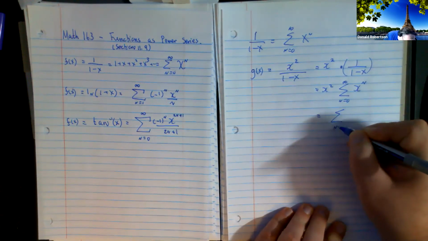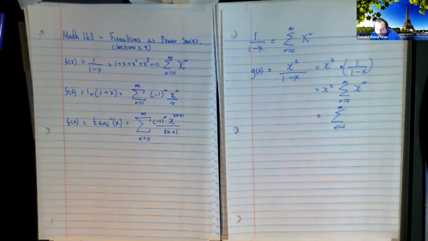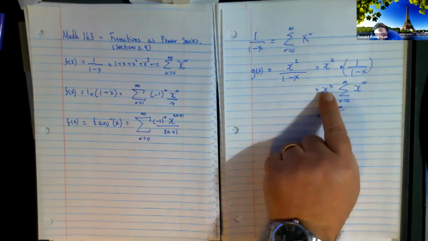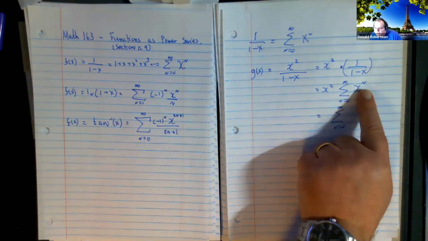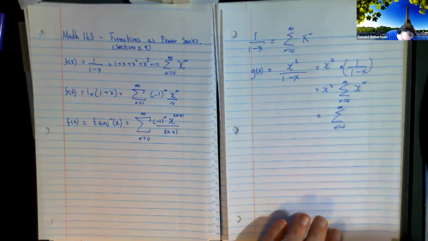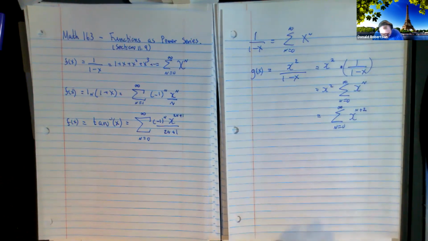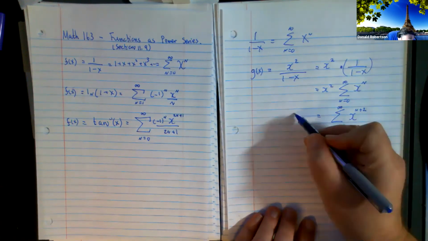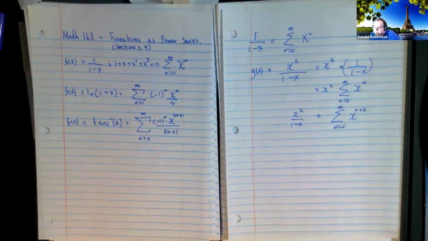You should try, whenever possible, to have everything inside the sigma. If I take this x squared and bring it inside, won't I have x to the n times x squared? And x to the n times x squared gets me that. So I now have a power series for that fella.